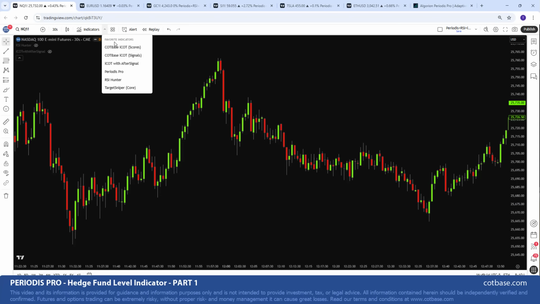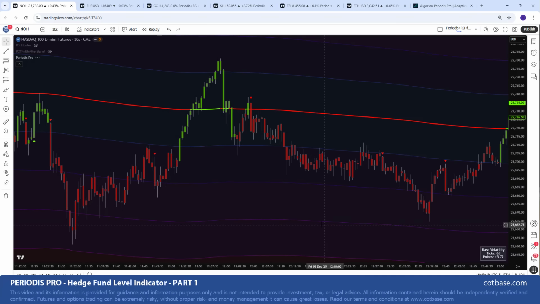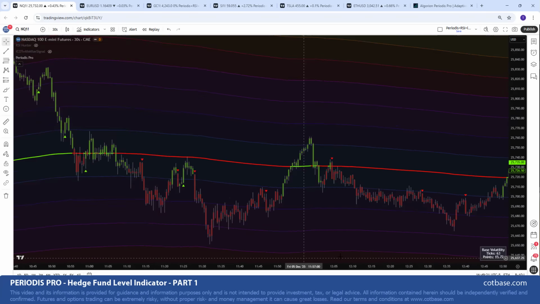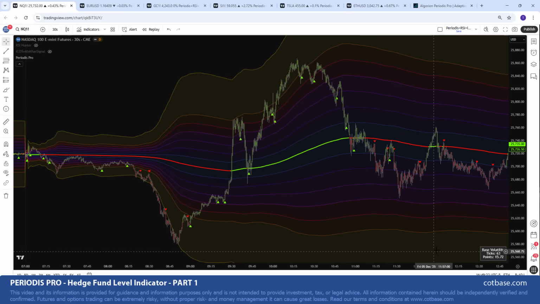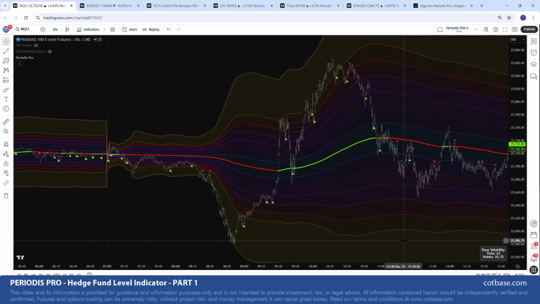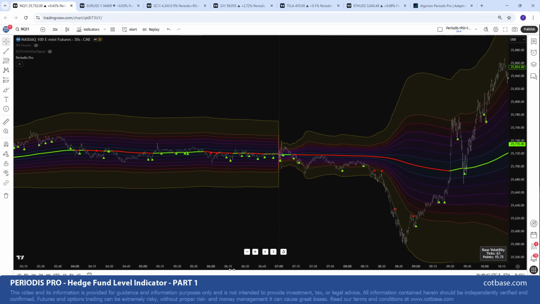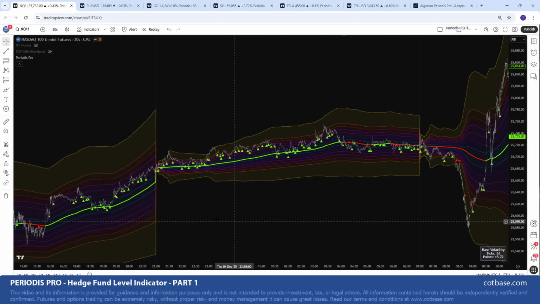Let's just put those lines on the chart right away. This is the NASDAQ Mini, Periodis Pro. So the lines that you see over here, and of course I can scale out, these lines are constructed by the market itself. That's the unique part of it. And I think those who have some experience will see right away how well these lines actually guard and brace the market. And the reason it's called Periodis Pro, it comes from the word period.